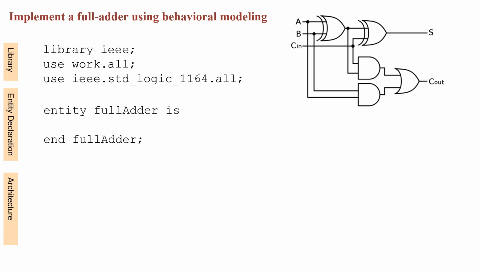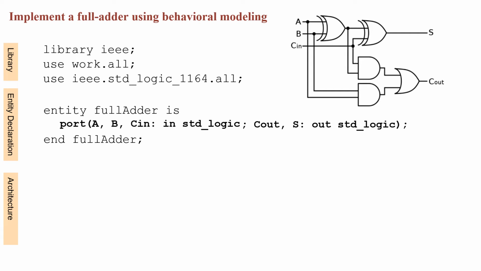So we're gonna say port A, B, Cn, and these are all inputs, so we'll say in, and these are all as well one single bit, so we'll say standard logic. Next, we're gonna put a semicolon and list the outputs. So we only have 2 outputs, S and carry out, so we'll say Cout, S, these are outputs, so out, and these are also a single bit each, so we'll say standard logic.